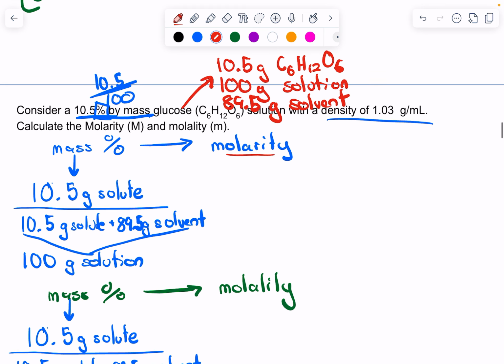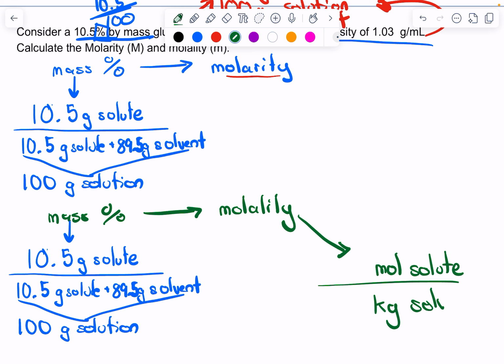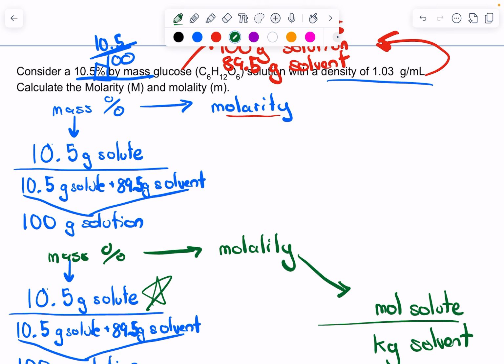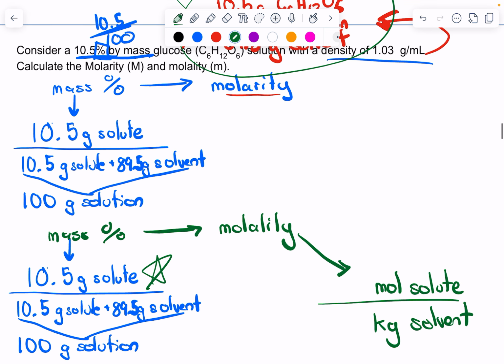When we do the molarity, because it incorporates volume, we're going to have to use this density. That's why I'm going to wait and do that one second. So I'm going to do molality first. I defined mass percent and I put in the numbers. Now I'm going to define molality. Molality is moles of solute per kilogram of solvent. So how can I use this information that I have now figured out, which I've written up here in red, to find the molality?